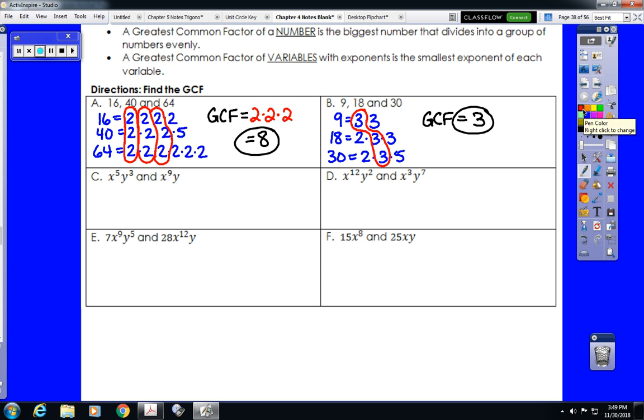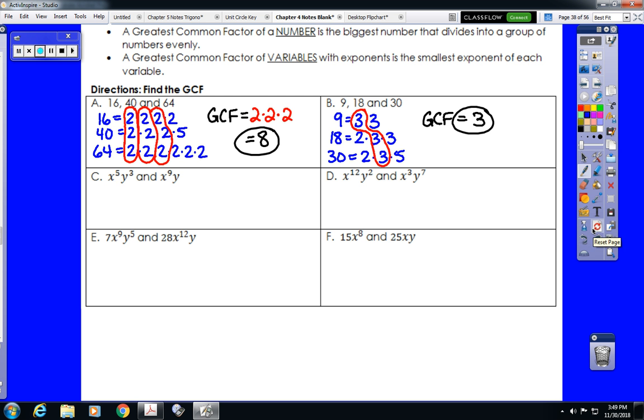So then we move into expressions that contain variables. And we do this, I believe, in 7th grade. Might be 8th grade, but either way, it's not a big deal. When we go in here, it says right up here, the greatest common factor of variables with exponents is the smallest exponent on each variable. So in letter C, we have 2 variables. We have x, and we have y. So we're going to look at each of those variables, which do exist in both expressions, and pick out the smaller exponent.